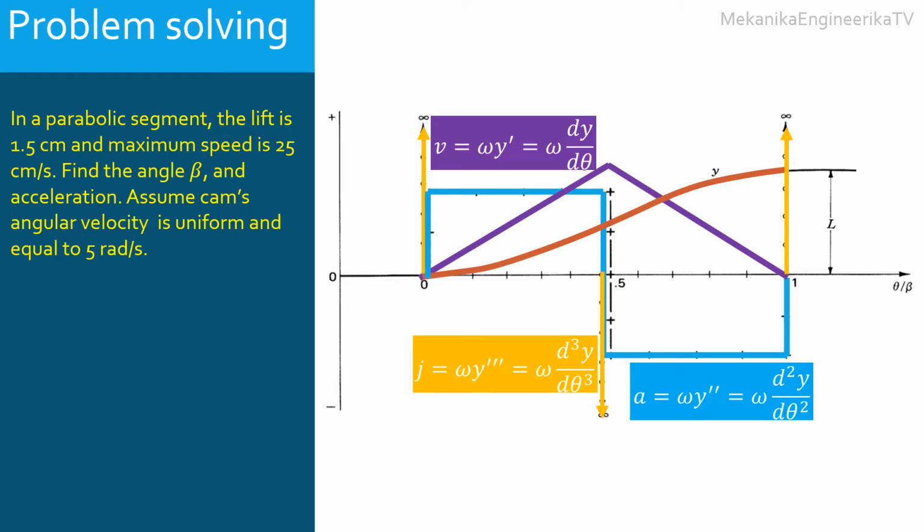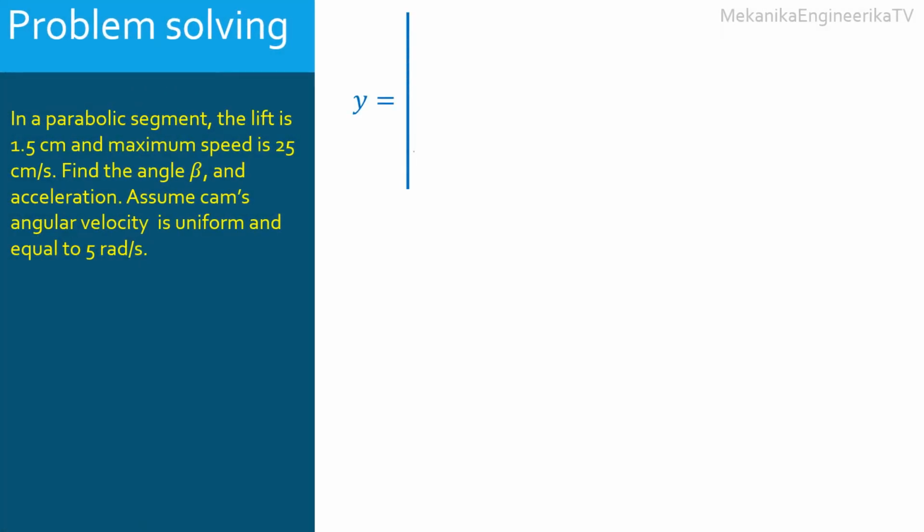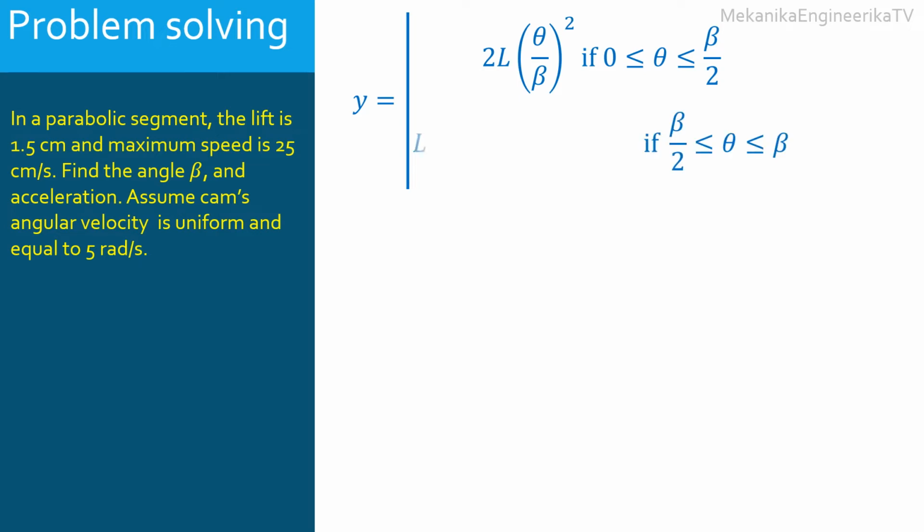In a parabolic segment, the maximum speed is achieved in the middle of the segment, at theta equal to beta over 2, where beta is the total length of the segment. The displacement y has a piecewise expression. In the first half, the displacement is given by 2 times L, times theta over beta squared, where L is the total lift. In the second half, the displacement is equal to L times, 1 minus 2 times, 1 minus theta over beta, squared. Consequently, the first derivative with respect to theta has a piecewise expression.